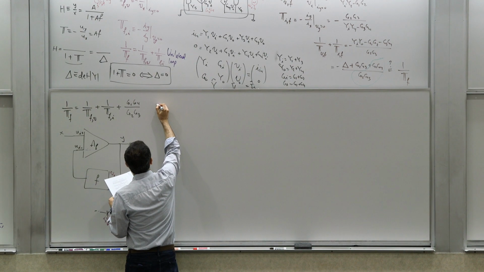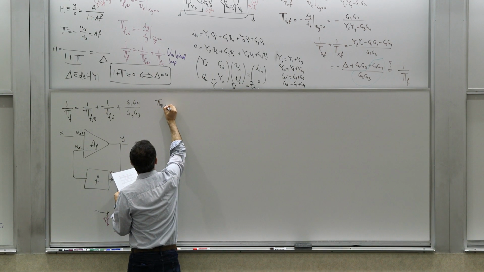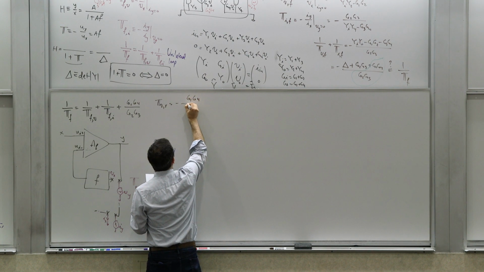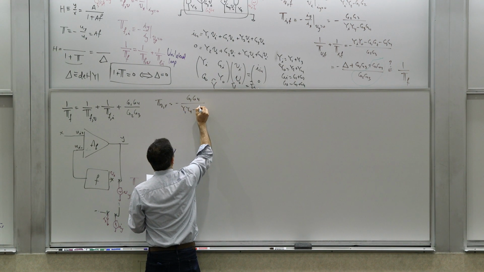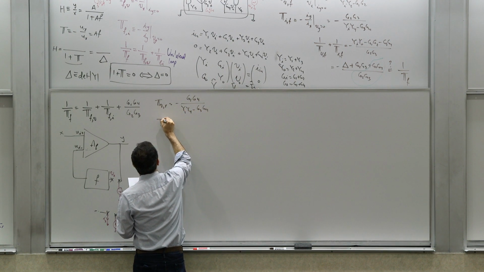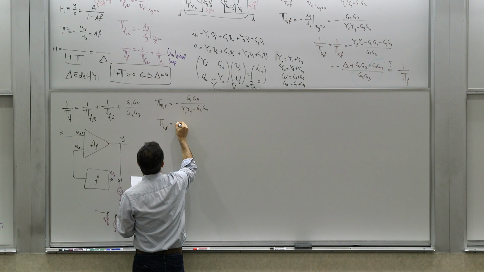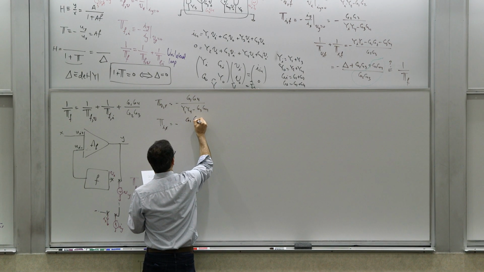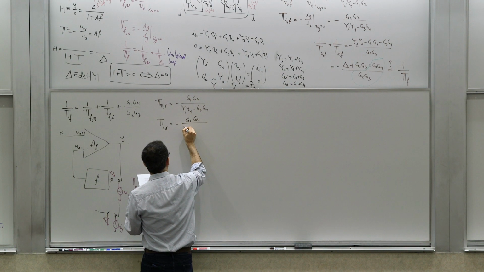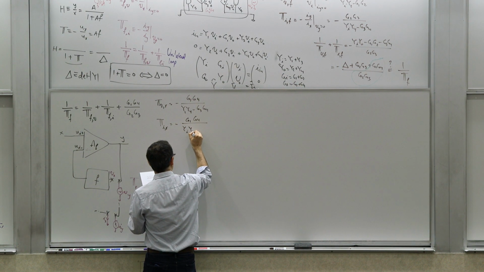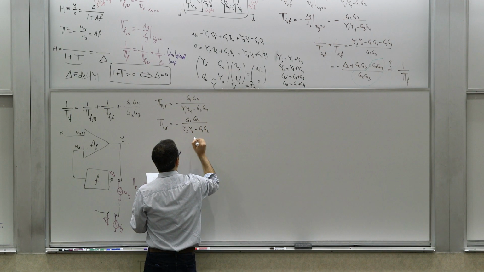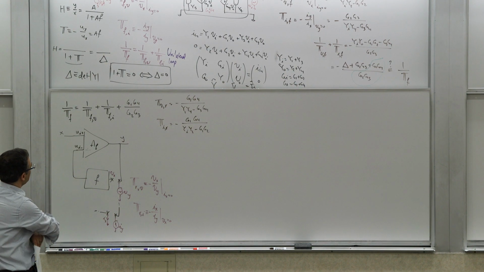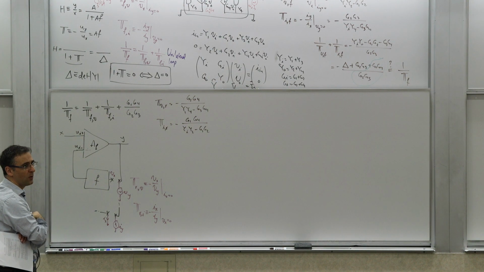And what you see is the following. TV, the reverse voltage loop gain, is negative G1, G4 over Y1, Y4 minus G3, G4. And the reverse current loop gain is negative G1, G4. You can see now it depends on G1 and G4. If either one of them is 0, this becomes 0, as it should, because these are reverse loop gains, right? So you see these, and you have those previous ones, the forward ones.